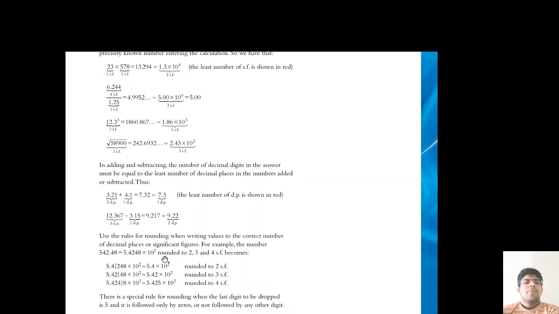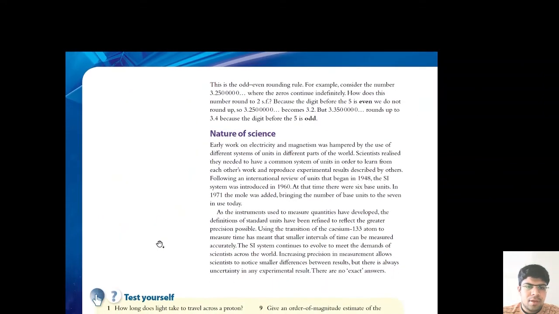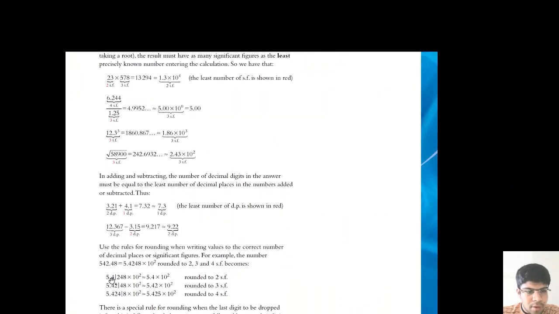And now use the rules for rounding when writing values to the correct number of decimal places or significant figures. For example, the number 542.48 equals 5.4248 times 10 raised to power 2, rounded to 2, 3, and 4 significant figures. It becomes, let's see, 5.4 and 248 times 10 raised to power 2.